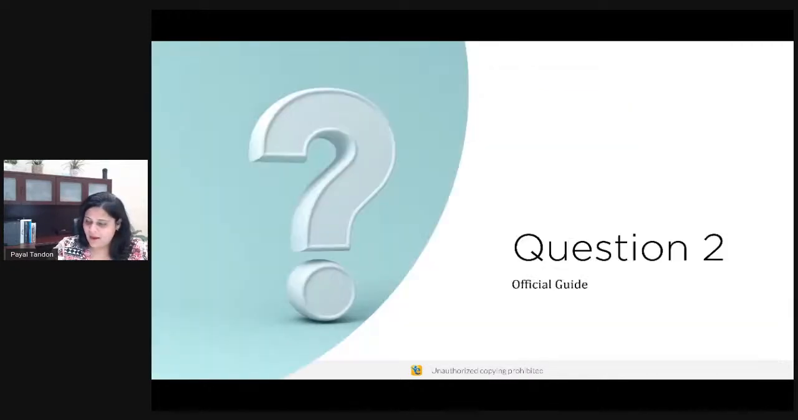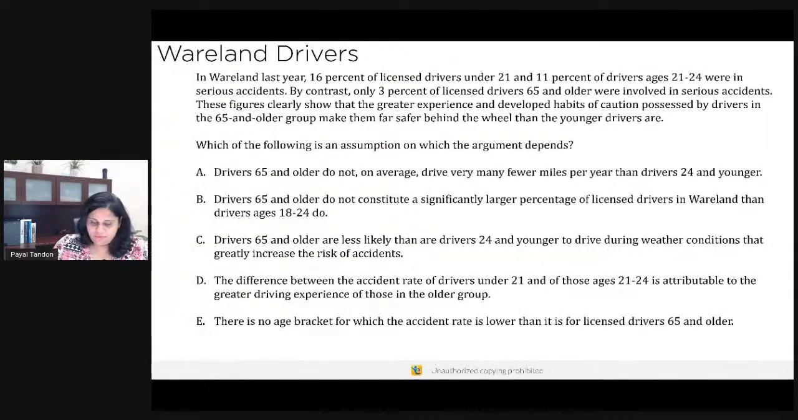All right. Let's solve question number 2, and then we'll go into the corrective action for each of these groups. Okay. Here you go.